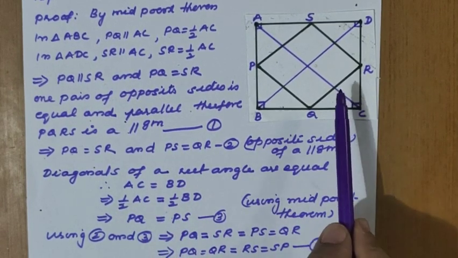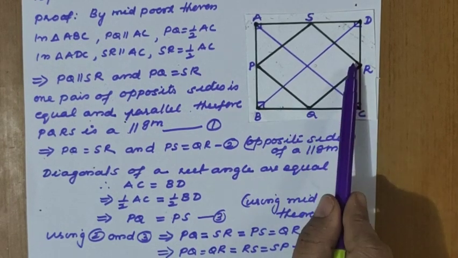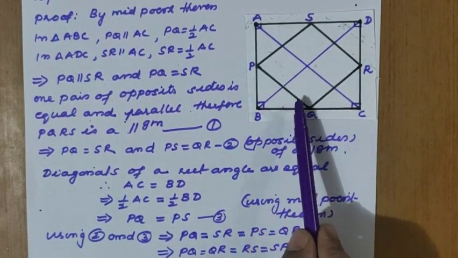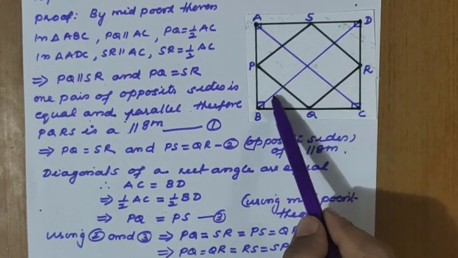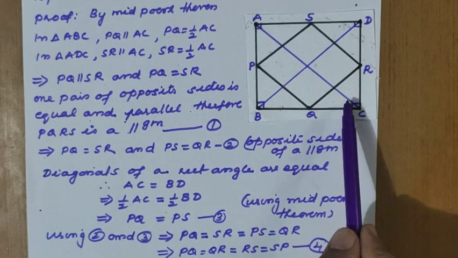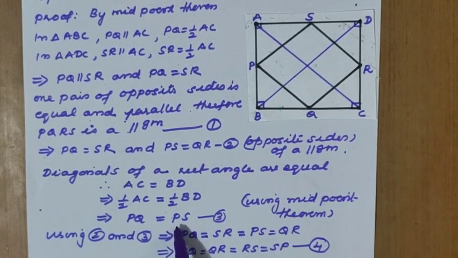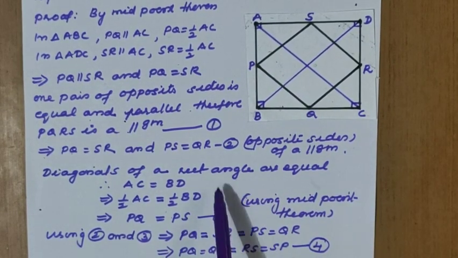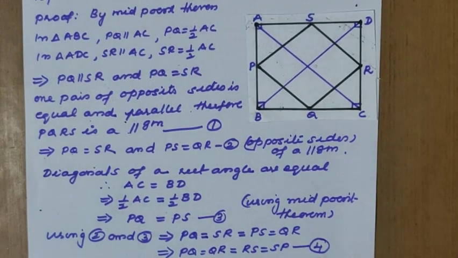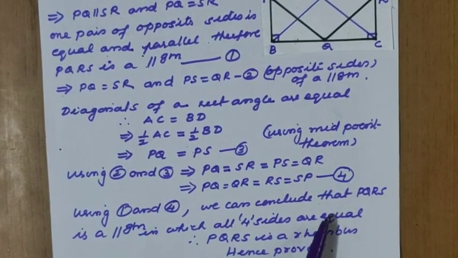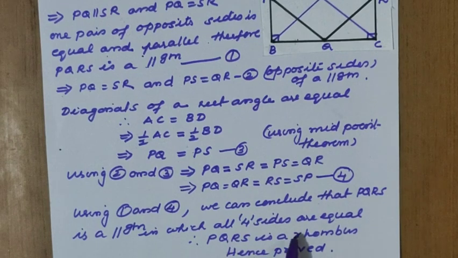Half of AC means either I can go for PQ or I can go for SR. I am taking PQ, so PQ equal to half AC. Now half of BD, either I can go for PS or QR. I am taking PS. By using this 2 and 3, all the 4 sides are equal. So in a parallelogram, we got all the 4 sides are equal. So conclusion: PQRS is a parallelogram in which all 4 sides are equal. Therefore PQRS is a rhombus, hence proved.